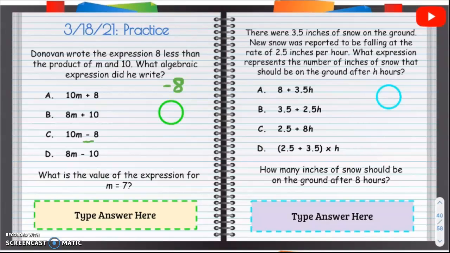In this case, the only one would be C, but let's check. Then the product, so product means multiply, of m and 10, so that means 10 times m, or 10m. So 10m minus 8. So our answer is going to be C here. Now, so 10m minus 8.